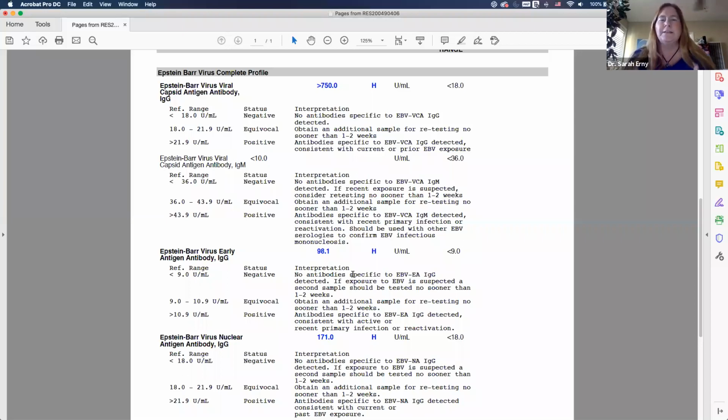So we know that this is a reactivated infection, and we need to do something about it to actually put it back to sleep. Now I'm going to stop sharing here and come back to you.